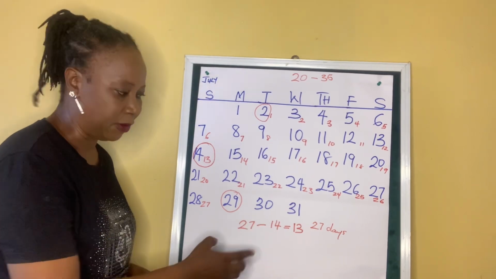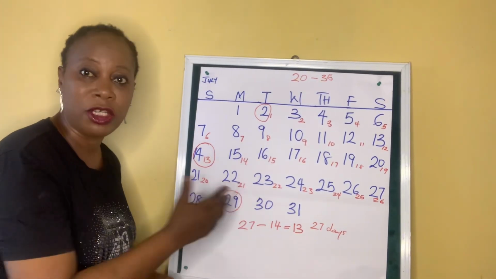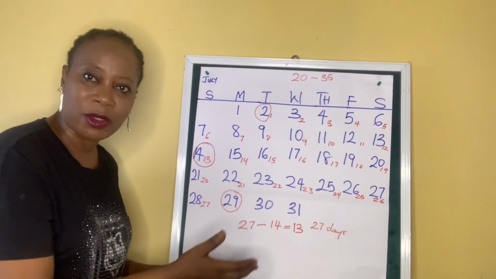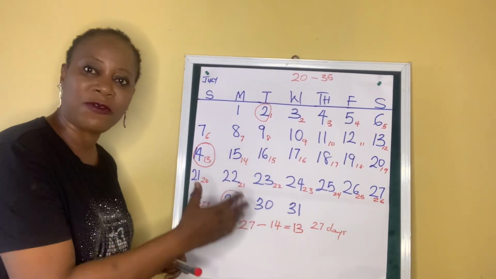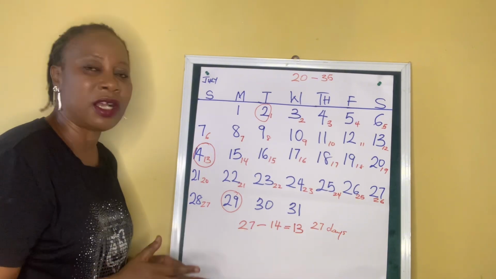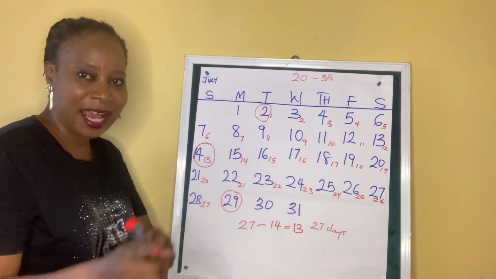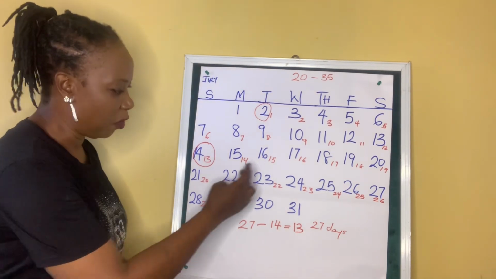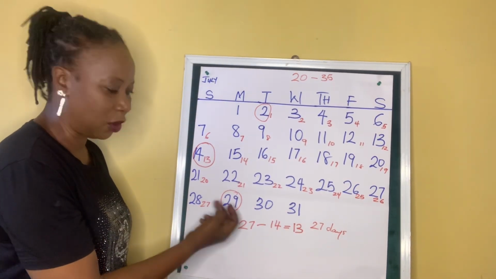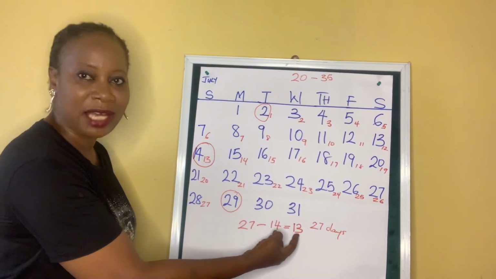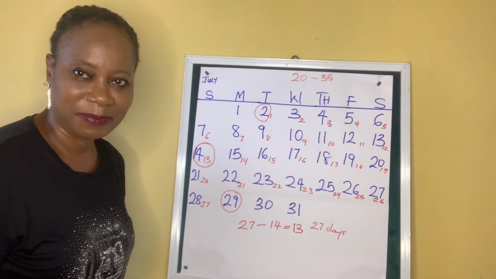Assuming the length of your cycle is 26, that will be 26 minus 14. If the length of your cycle is 35, that will be 35 minus 14. Because science says a woman will ovulate 14 days before her next period. So I just minus 14 from 27, that will give us 13.